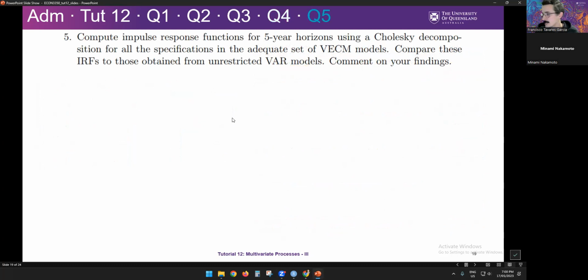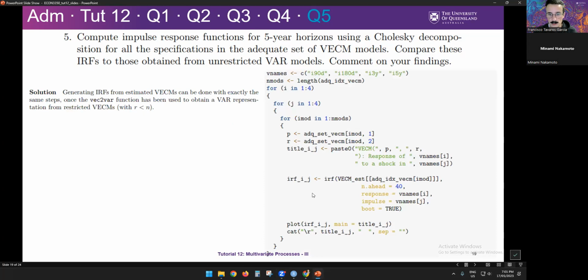So finally, let's go to this one. Compute impulse response functions, our IRFs, for a 5-year horizon using a Cholesky decomposition for all the specifications in the adequate set of VECM models. So last week we did IRFs for VARs. Now we're doing it for VECMs, and you see that they are pretty much the same. We'll use the same IRF function. Compare this IRF to those obtained from unrestricted VAR models. Comment on your findings. This is what we're doing.